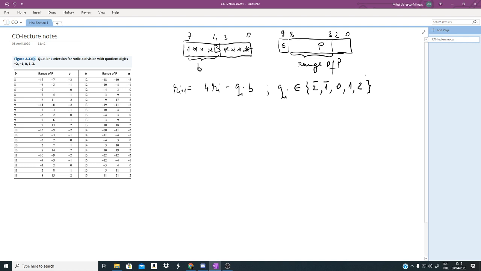Now, I'll take this tablet next to me because it's easier for me to write this way. So, okay, another thing that we should discuss here is, because the quotient will consist of digits from this redundant set, this one, right?